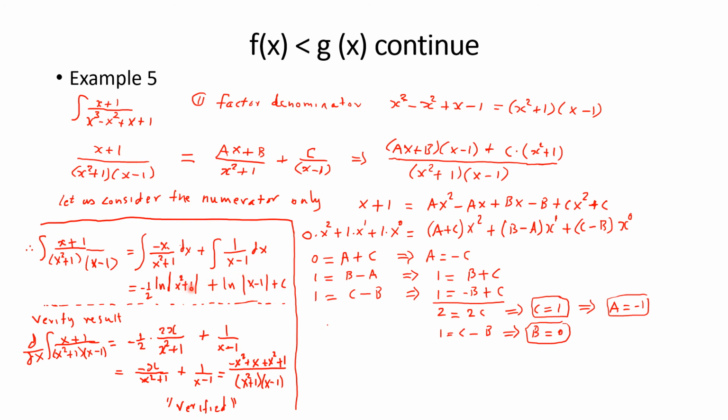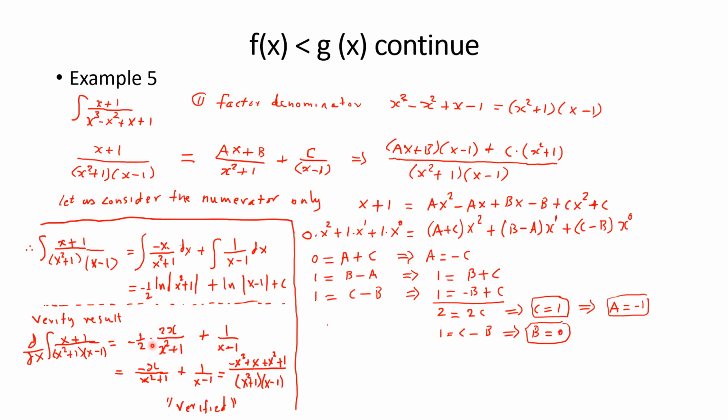Now let's verify this. To verify it, we just do the derivative of this. If the derivative of this is equal to the function under the integration, then we're okay. So derivative of the first, we have the negative half, and derivative of ln of x squared plus 1 is x squared plus 1 on the bottom, and on top of it 2x. And then this is plus derivative of ln, which is x minus 1, and on top of it is 1. 1 is the derivative of x. 2x is the derivative of x squared plus 1.